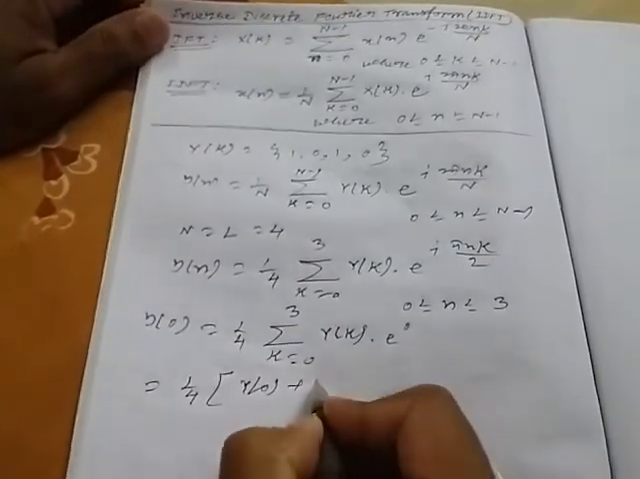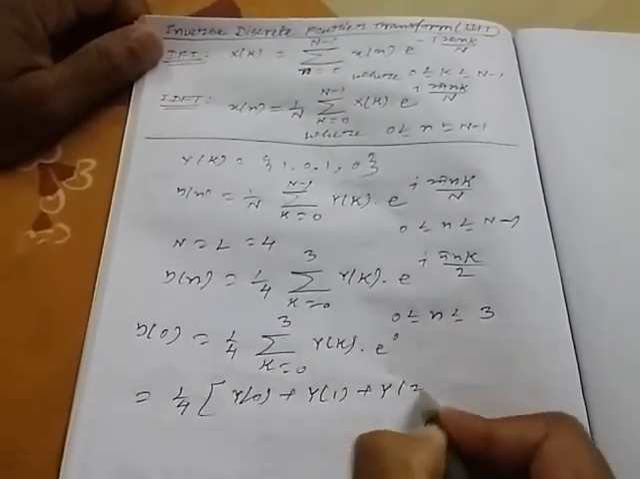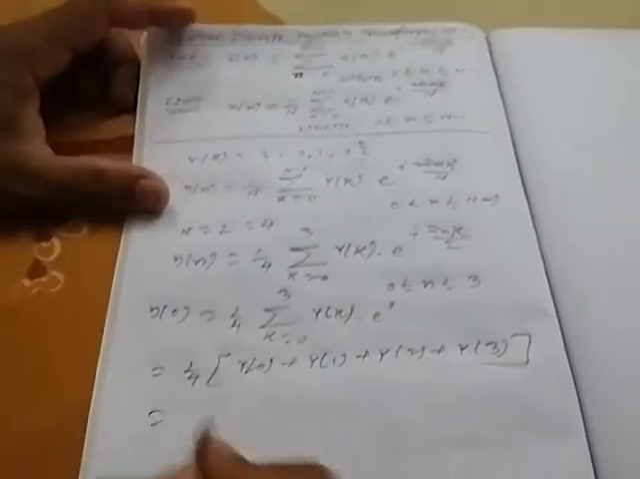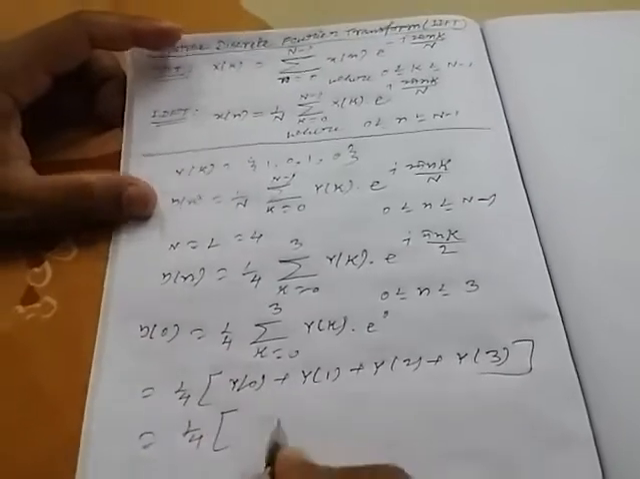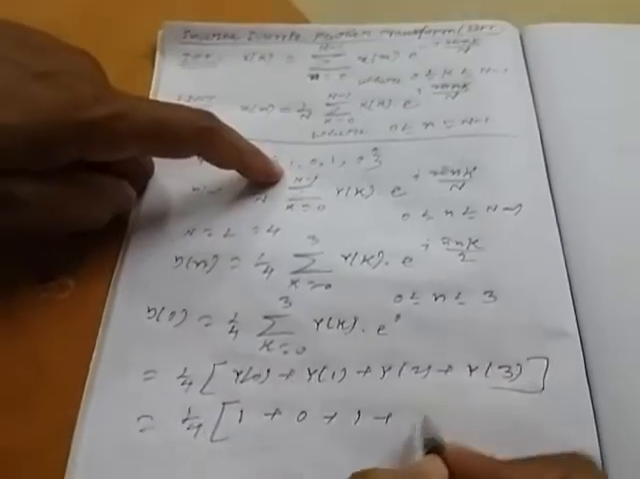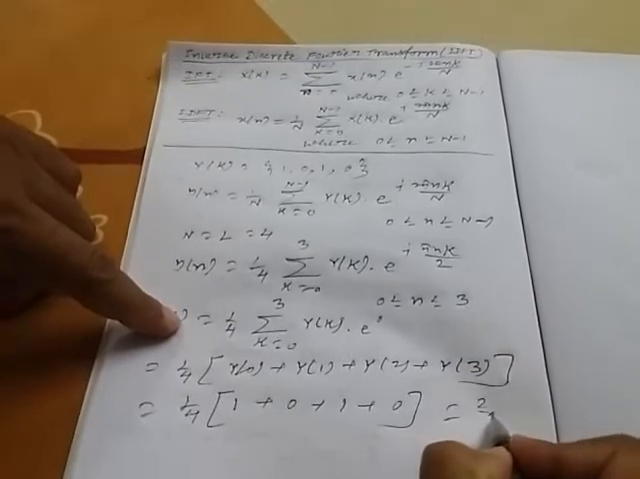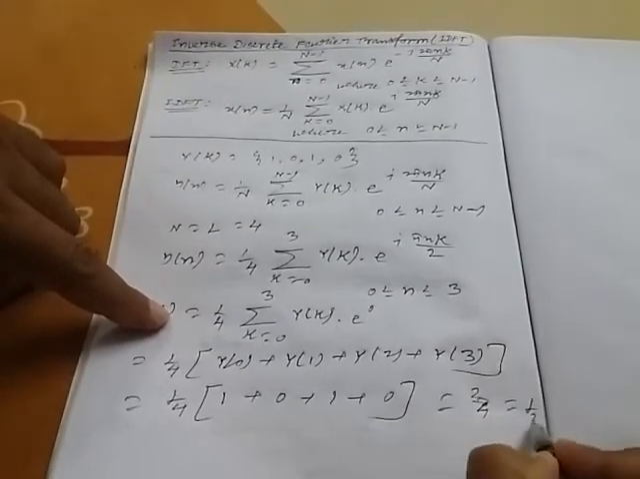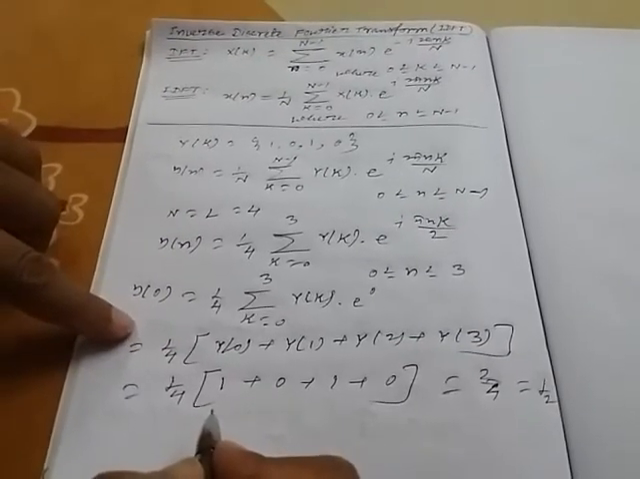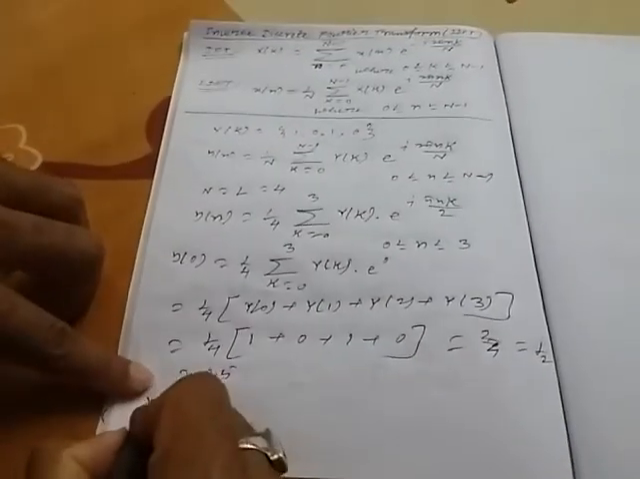So 1 by 4, Y0 plus Y1 plus Y2 plus Y3. Y0 has the value of 1, Y1 is 0, Y2 is 1 and Y3 is 0. So this will be equal to 2 by 4, that is 1 by 2, which is basically equal to 0.5.